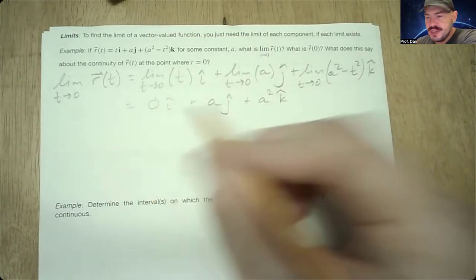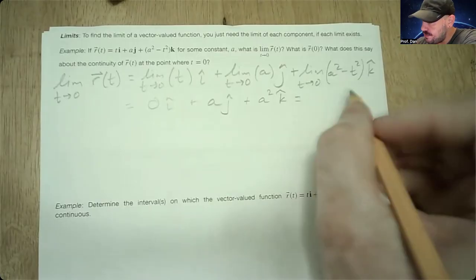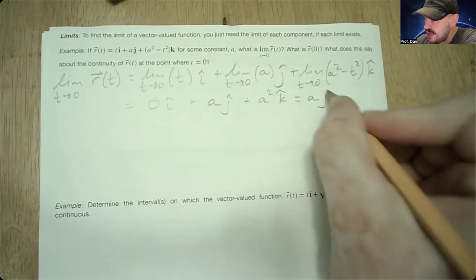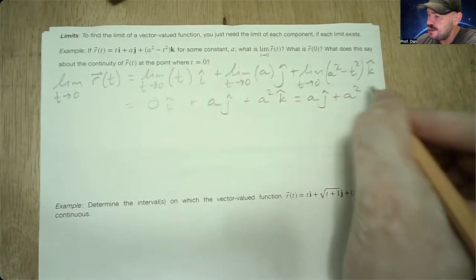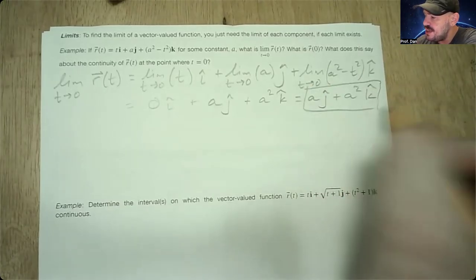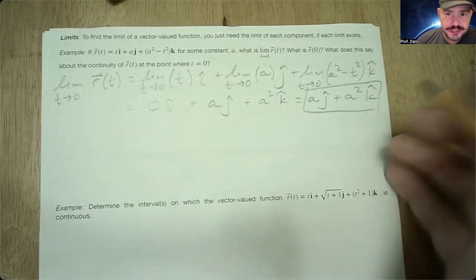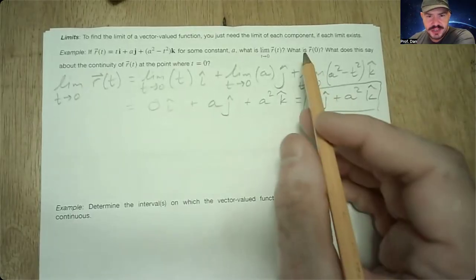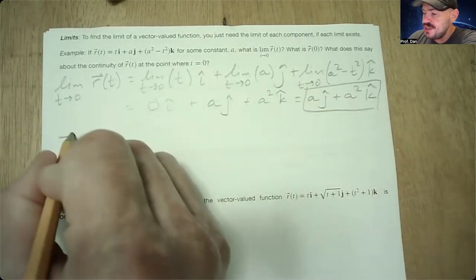Since we don't typically write zeros, we can express this as aj plus a squared k. And that would be the limit of that vector valued function. The next part asks us to figure out what r of 0 is.